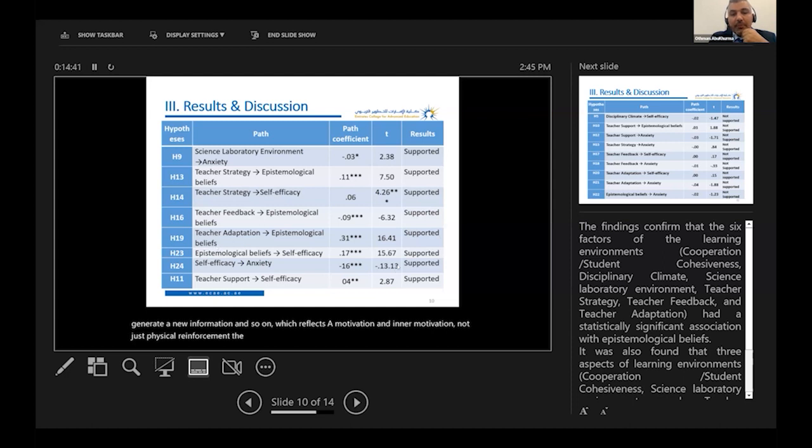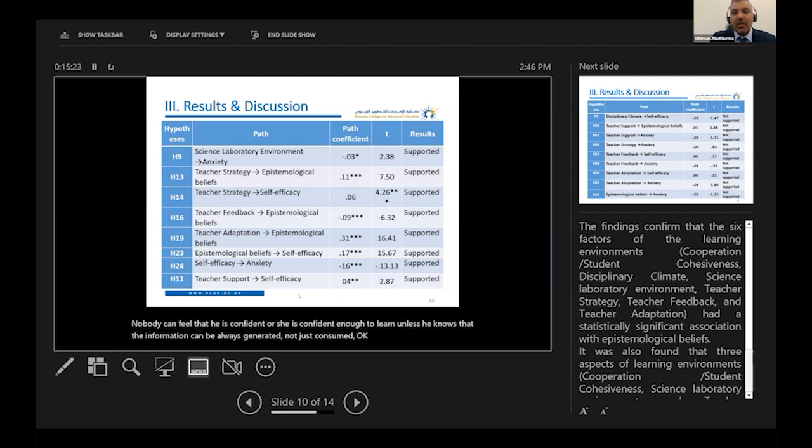The other hypothesis, 23, sorry, I think 19, no, 23. There is also a significant difference between the epistemological beliefs and self-efficacy. What does that mean? If students feel that they can contribute to the creation of the knowledge, they will feel confident, and that will motivate them in the future to learn. So these are two important things. Nobody can feel that he or she is confident enough to learn unless he knows that the information can always be generated, not just consumed.